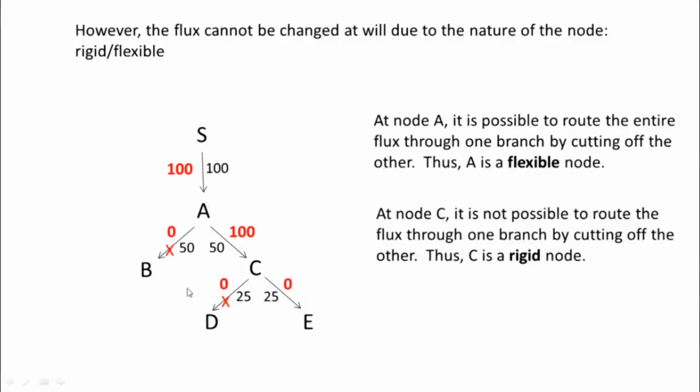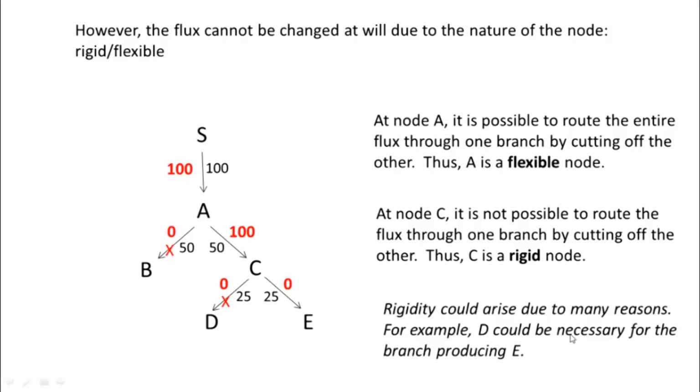Okay, whereas at node C, because we cut this off, this also got cut off. We didn't intend to cut this off, but just because we cut off this path, this also got cut off. Such a node C is called a rigid node. We cannot expect to increase the flux preferentially through one of the branch points if the other branch point is cut off. That's a rigid node. So we need to look for flexible nodes to manipulate things, and rigid nodes will not help us.